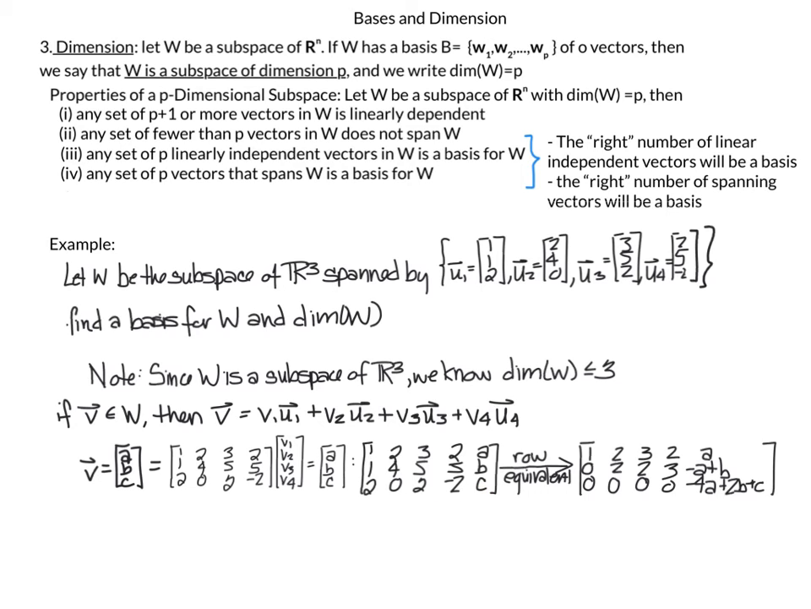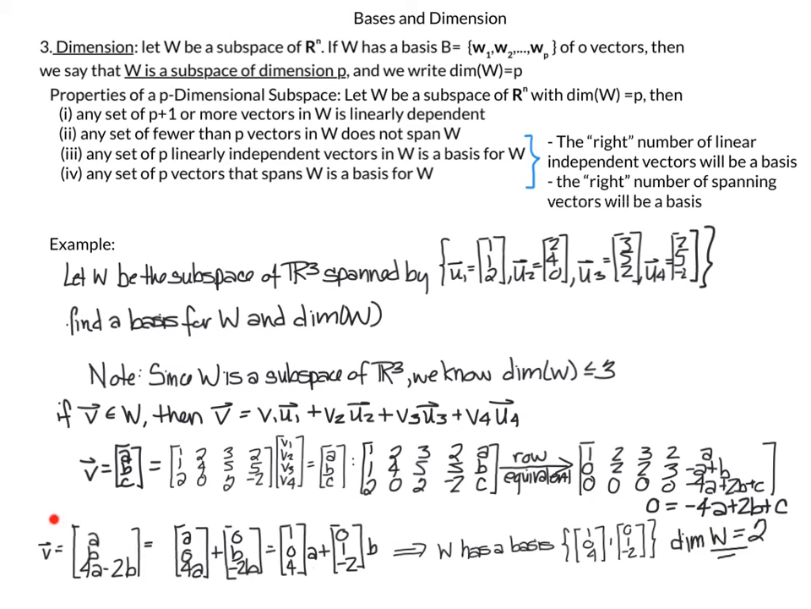That's row equivalent to 1, 2, 3, 2 | a. The second row is 0, 2, 2, 3 | minus a plus b. And the last row is 0, 0, 0, 0 | minus 4a plus 2b plus c. And what this tells us is that our vectors v are the vectors (a, b, c) which satisfy the restriction that 0 is equal to minus 4a plus 2b plus c. So I write that here, that v are the vectors that have a, b, and the last coordinate c equal to 4a minus 2b.